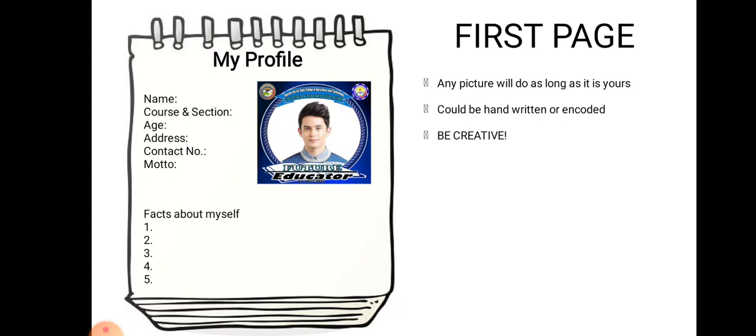So you need to write your name, course, address, age, contact number, and your motto. And you may also include 5 facts about yourself. Di ba, para when you submit this one to me, I could be able to know your personality based from the facts you wrote here in your profile.